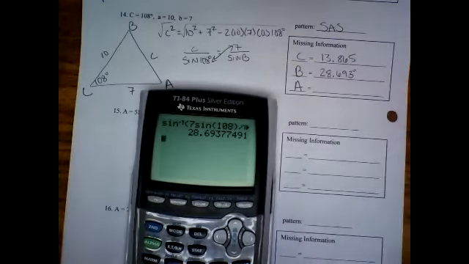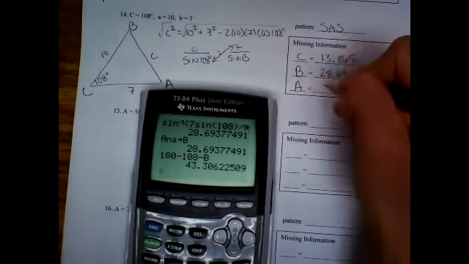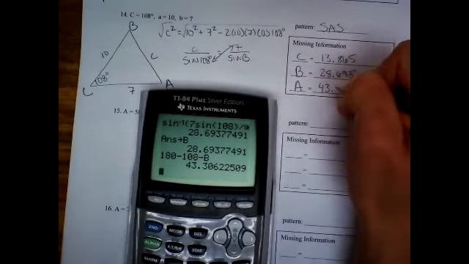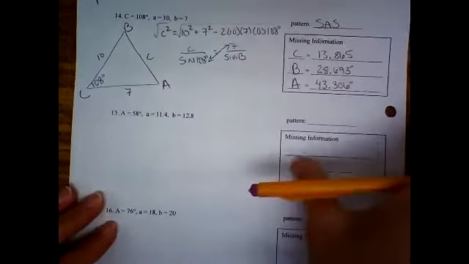So I retyped it. I don't know what I did wrong the first time, but 28.693, store that as B. And then to get the last angle, do 180 minus the other two. And there, that makes a little bit more sense. Actually, a lot more sense.